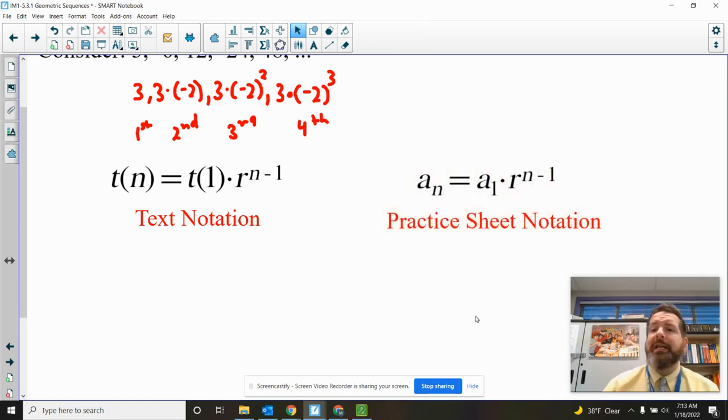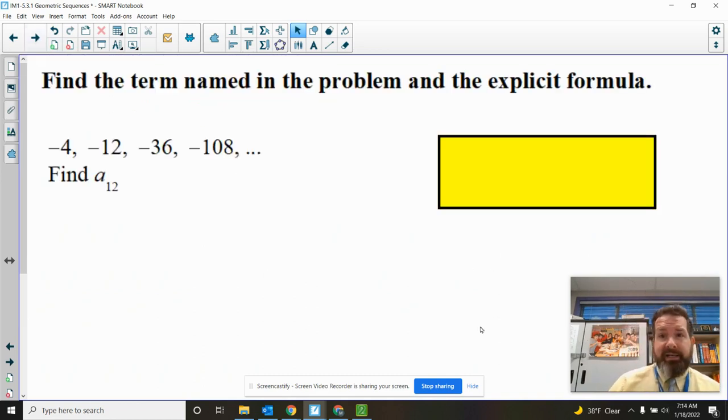Just so you know, it is going to look slightly different on the practice sheet, but it's the same thing. So T of n in your textbook is written as A sub n on the practice sheet. T1, the first term, is simply A sub 1 on the practice sheet. Means the same thing, just means the first term. So with that in mind, I would like us now to take these formulas, write the explicit formula, and then find the specified term. Here's how it goes.